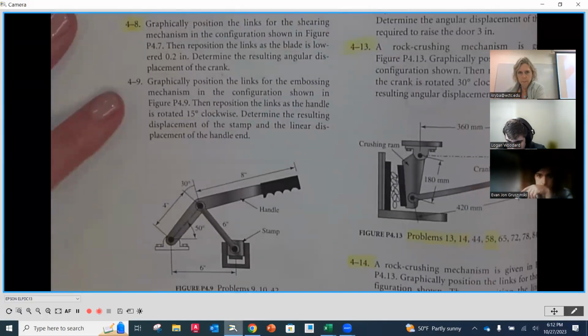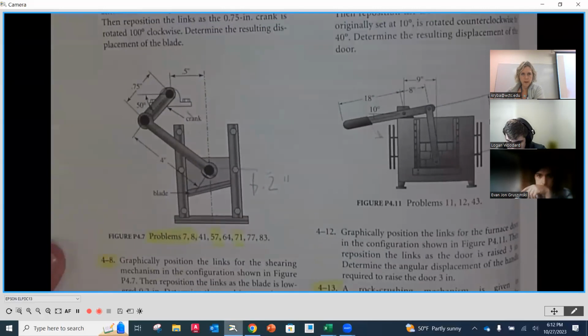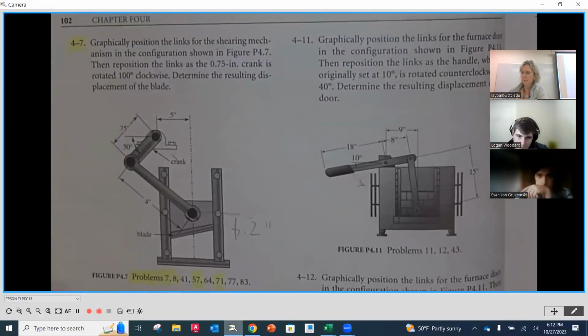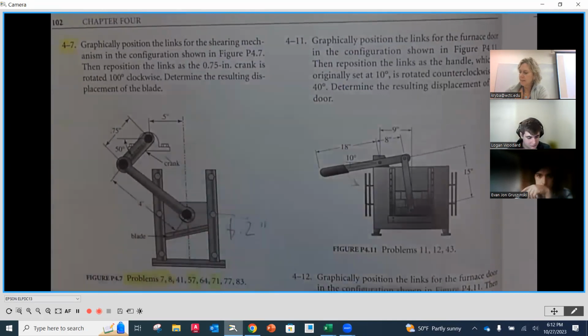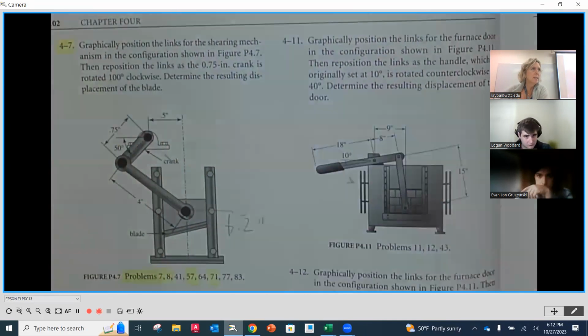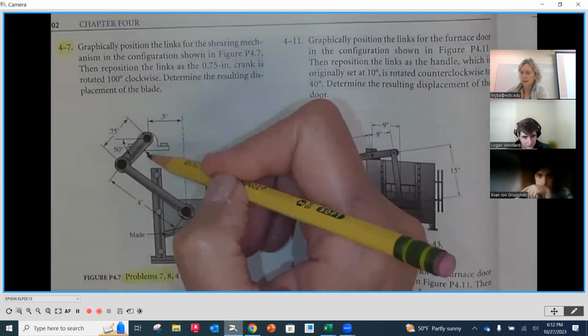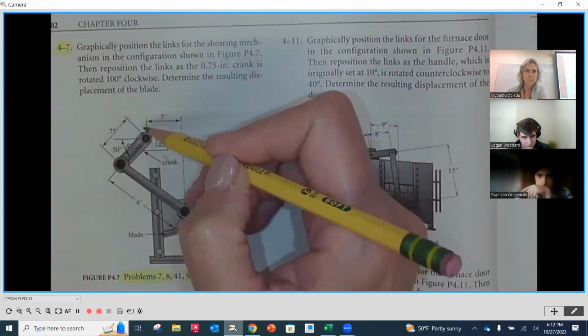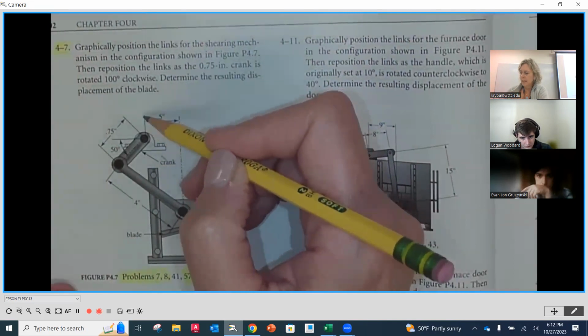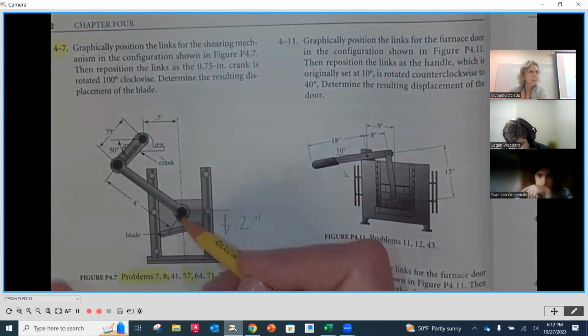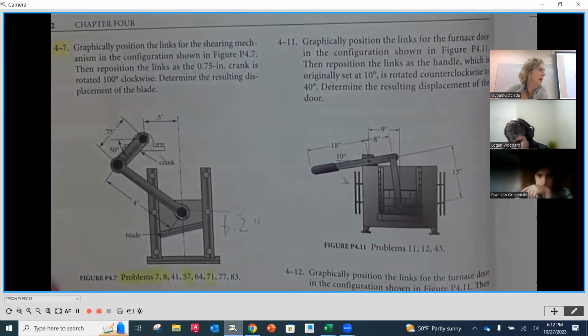Here is problem number 4.7 at the top of page 102. This is an offset crank slider because this time I don't have my crank in line with my slider. It's offset in this case by 1/2 inch.